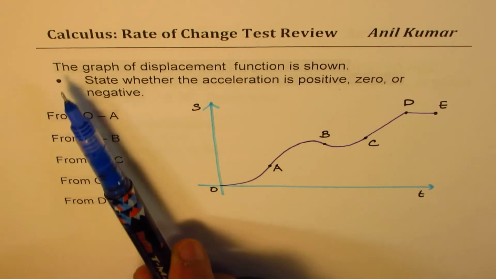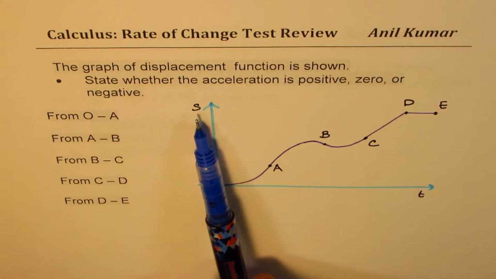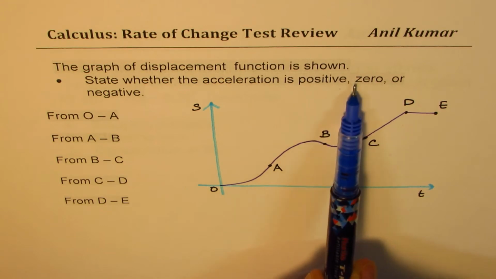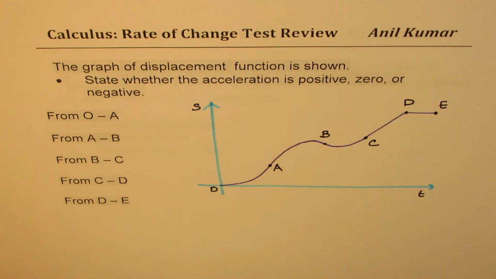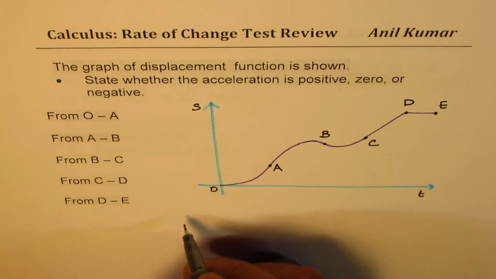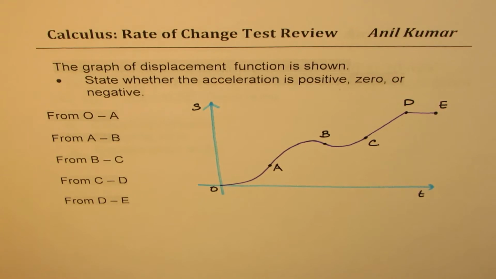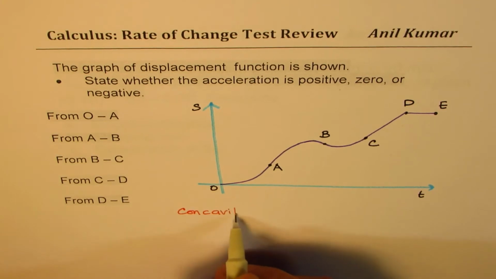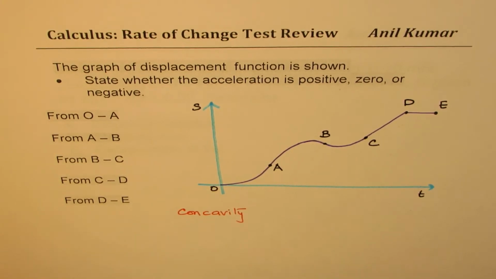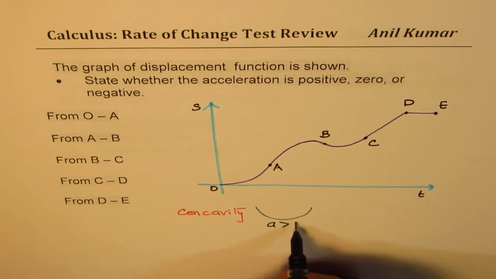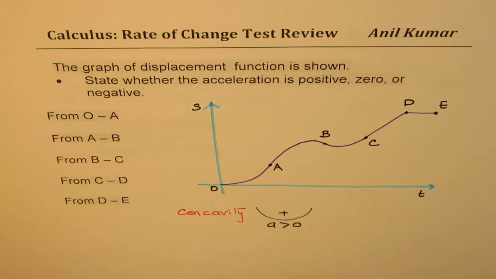So this is your next question. And here we are given a graph of displacement with time. State whether the acceleration is positive, 0 or negative. That's what is given. Now how to figure this out? You have to see concavity. So in this particular case, what you really need to do is understand concavity. If you have a graph which is concave up, in that case we have acceleration which is greater than 0, right? So it is positive.